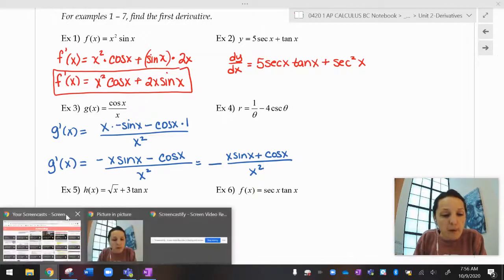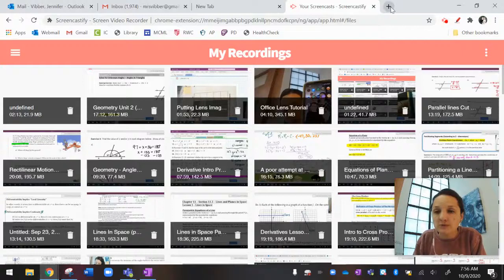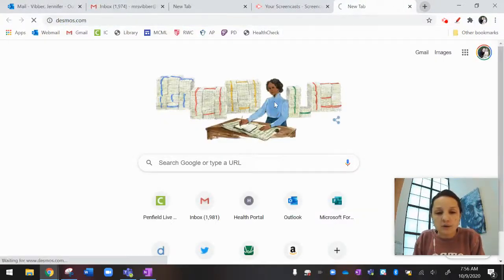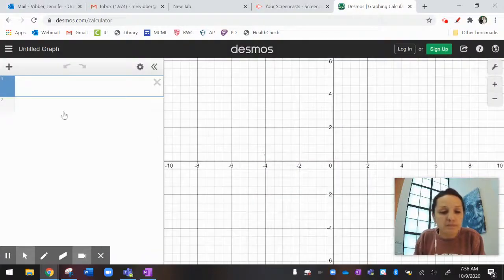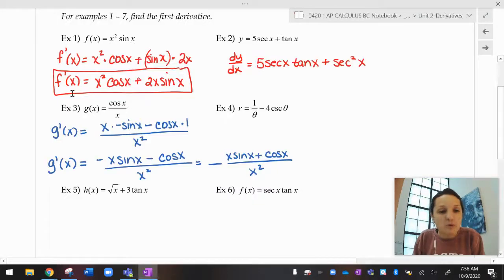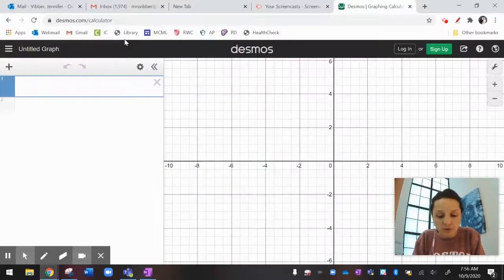I'm going to go to my favorite place in the world, which is Desmos. Okay. Oh, I wonder what the Google Doodle is about today. I'll have to figure that out later. All right. So in Desmos, I am going to write f of x equals x squared sine x.